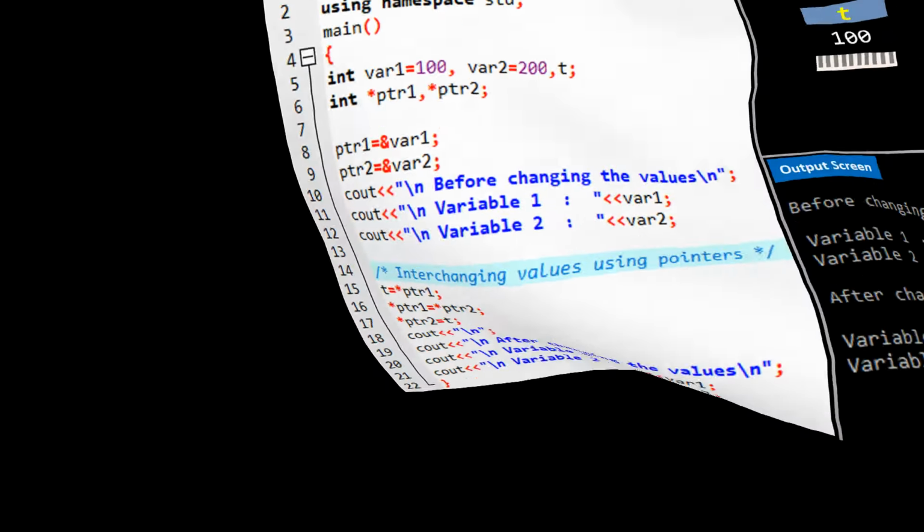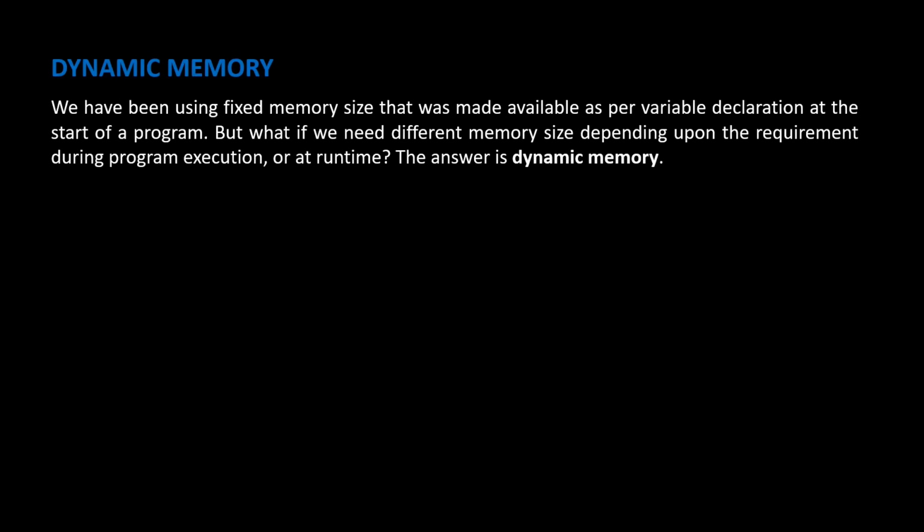Let's next learn more on the dynamic memory. We have been using fixed memory size that was made available as per variable declaration at the start of a program. But what if we need different memory size depending upon the requirement during program execution, or at runtime? The answer is dynamic memory.